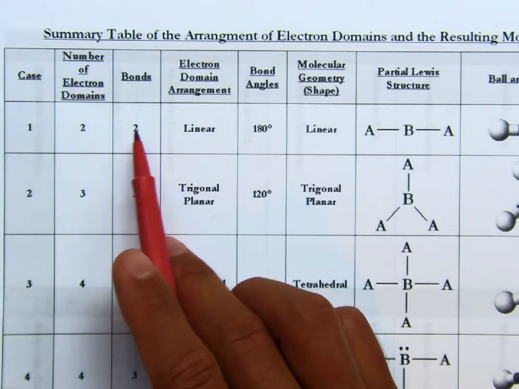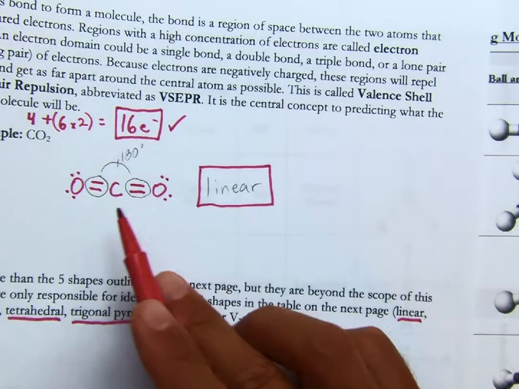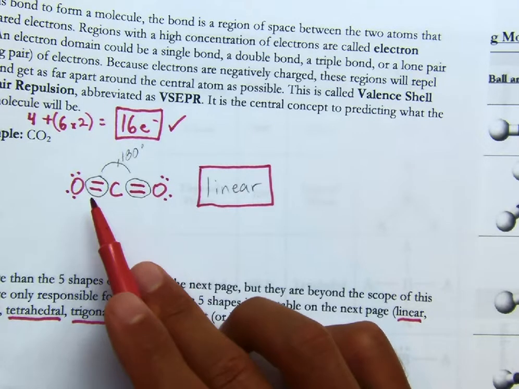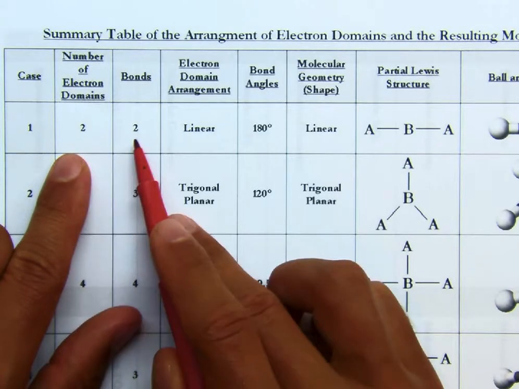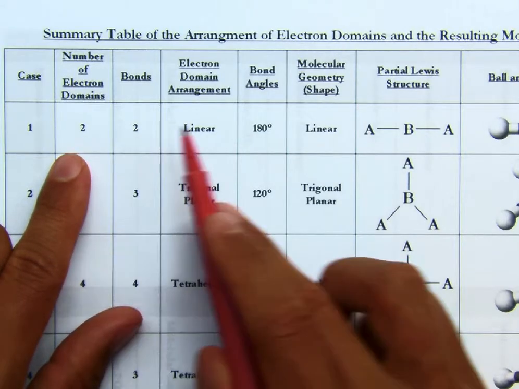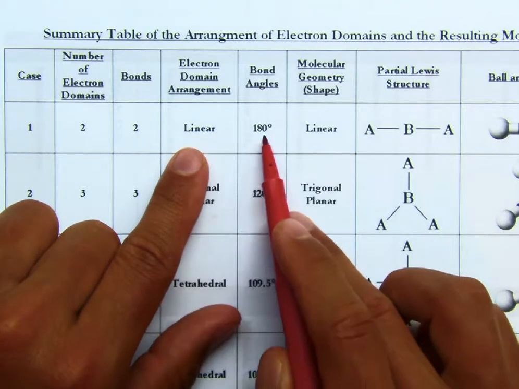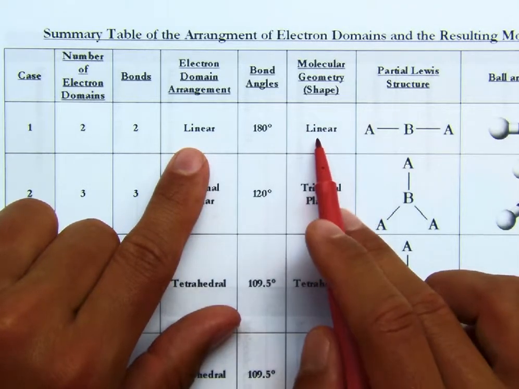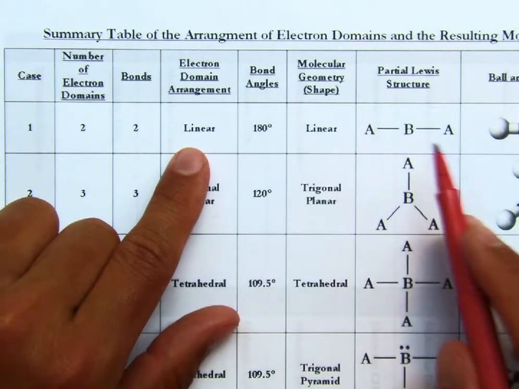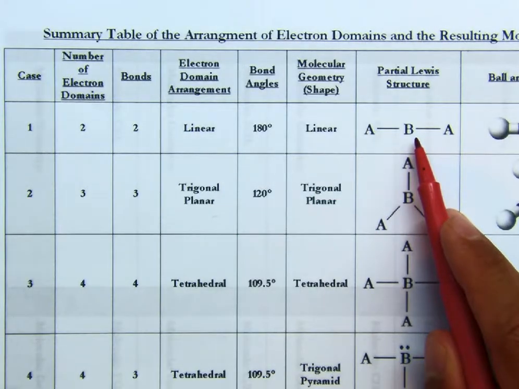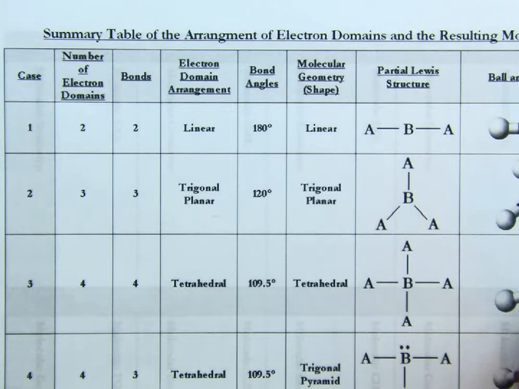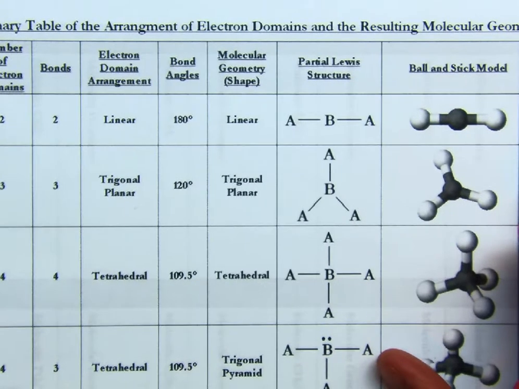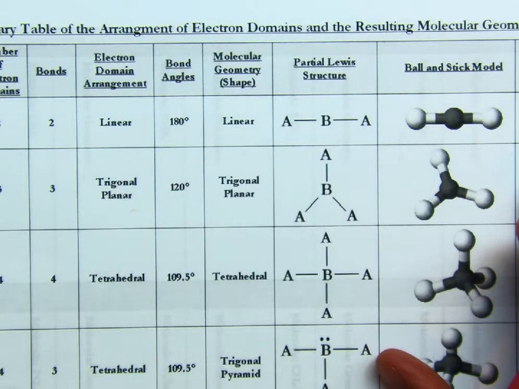So in the example on the last page, our central atom had 2 domains around it. And both of those domains were bonding. So in this case right here, we have 2 domains, 2 bonds. The domains are going to get as far apart as possible, which is linear. The bond angle is 180 degrees. And the shape of the molecule is what's called linear. This is a partial Lewis structure, just showing the general shape. And even though these are single bonds, it doesn't really matter. That's the general shape, linear. And here is the ball and stick model, which gives you a better idea about 3 dimensions. Just a straight line.